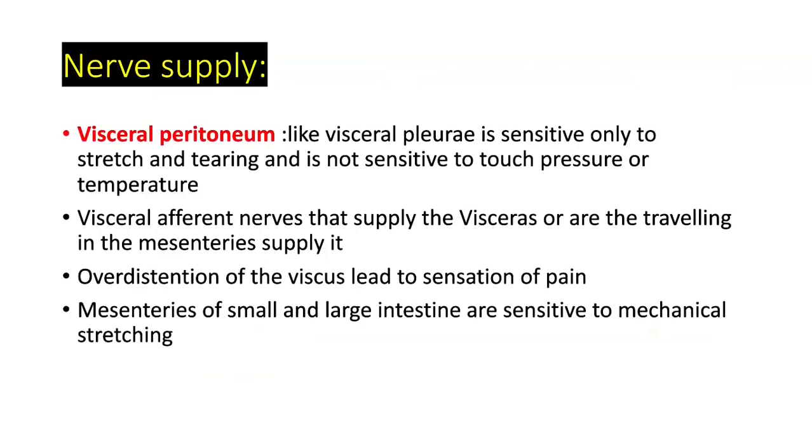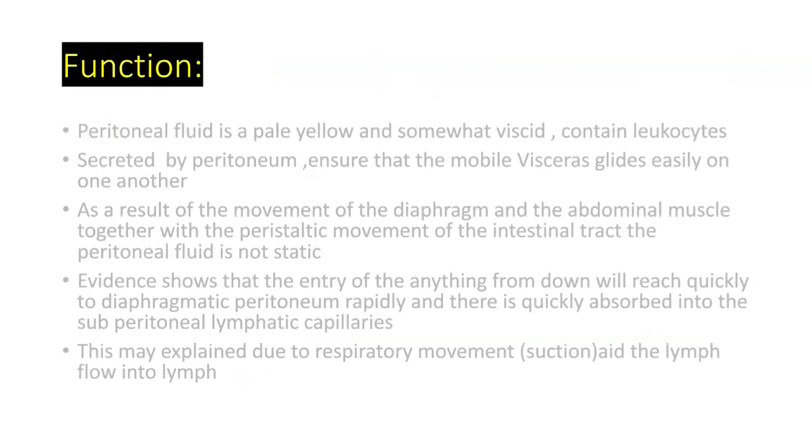Nerve supply of the visceral peritoneum, like the visceral pleura, is sensitive only to stretch and tearing and is not sensitive to pressure or temperature. The visceral afferent nerves that supply the viscera travel in the mesentery. Okay, overdistension of the viscera leads to sensation of pain. Mesenteries of the small and large intestine are sensitive to mechanical stretching.